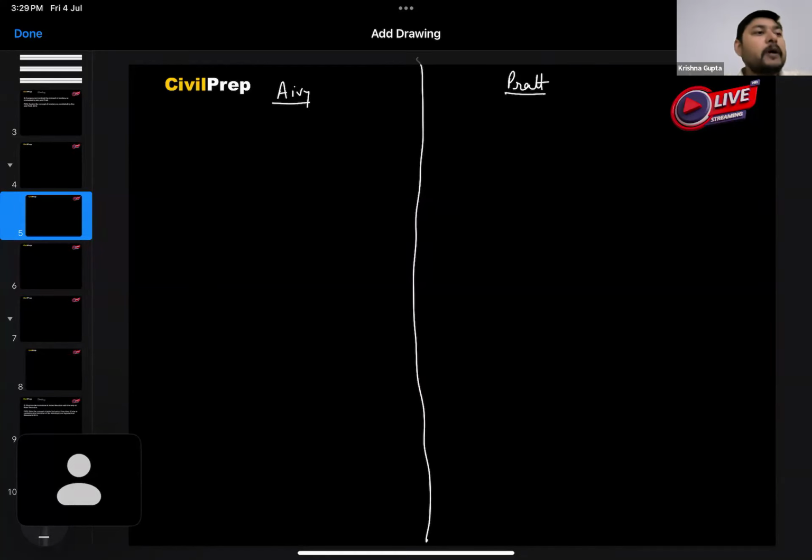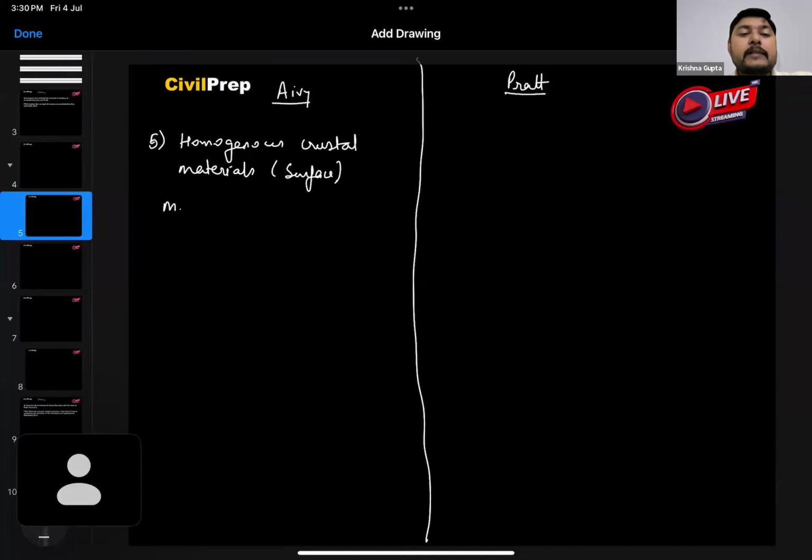So if we talk about the compensation, Airy has said that there are homogeneous crustal materials over the surface. Okay, for example, mountains, plateaus, plains, all of them are made up of the same material.